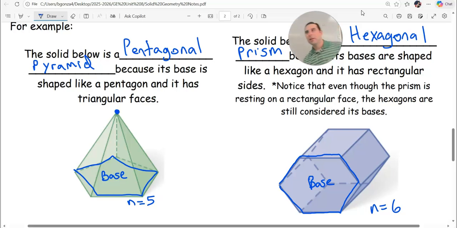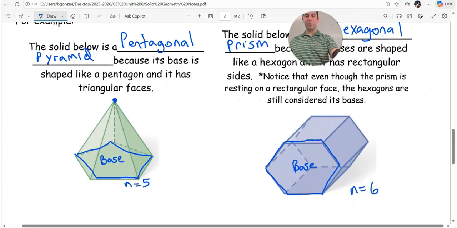Hexagonal prism. Does that make sense? I've said it and I'll say it one more time. Prisms and pyramids got to have a first name along with their last name, please. Okay.